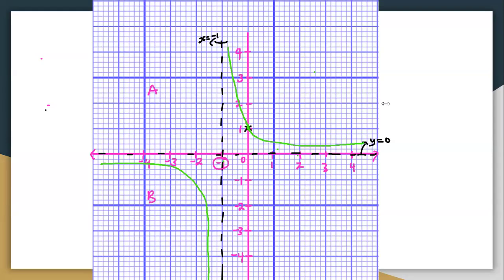Yes, Baswal? Good morning, teacher. Morning. Teacher, I can request you to sketch again. Okay, which part?